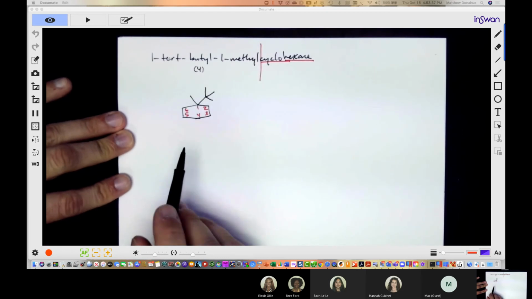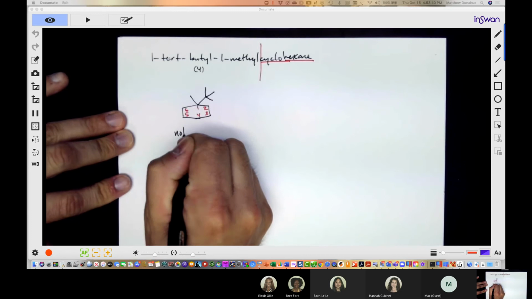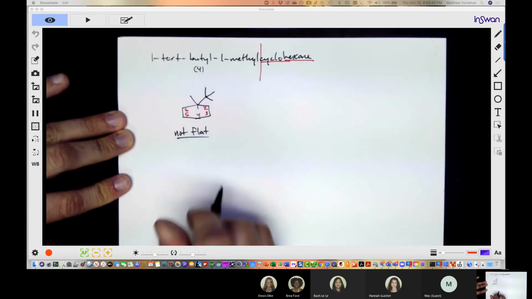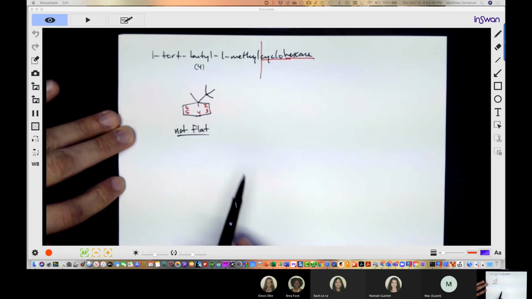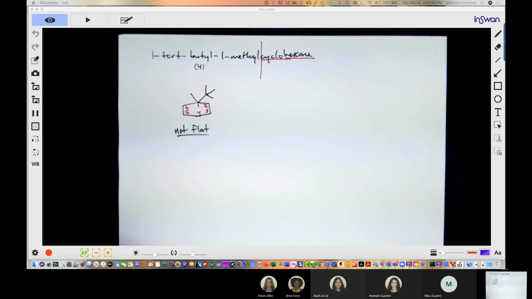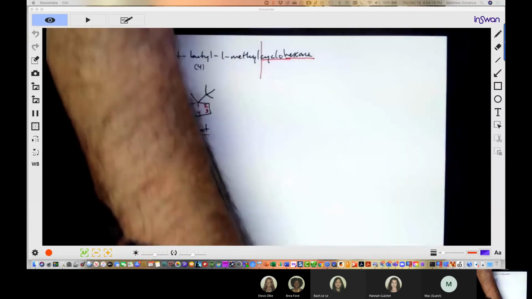Now what you have to realize is that we are not flat. We are 3-dimensional things. So cyclohexane is not flat. And the reason that is important is because the substituents will occupy different positions, either equatorial or axial. So let me make another model of this just so we have a 3D thing to look at, and then we'll draw it out.